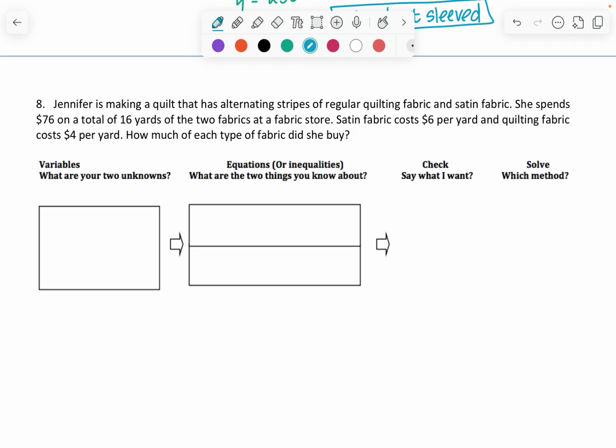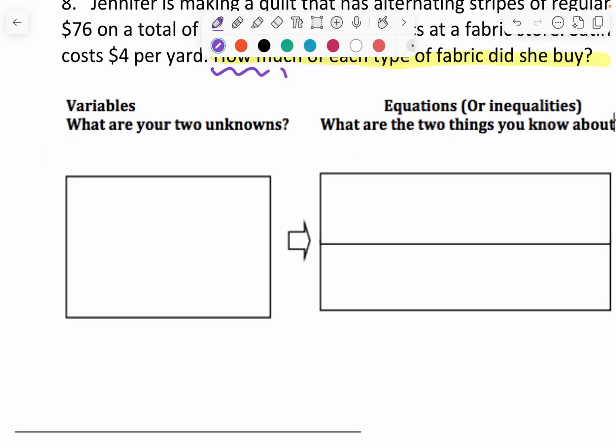Now again, take a second to look at the word problem and see if you can define what your variables are going to be. It is always the best place to look is at the question to kind of see what quantity it is that you are finding. So take a second, see if you can define your variables. So since our question is asking how much, that's what we should be finding. How much or how many yards of the regular fabric and how many yards of the satin fabric, okay? So that's what we need to define.